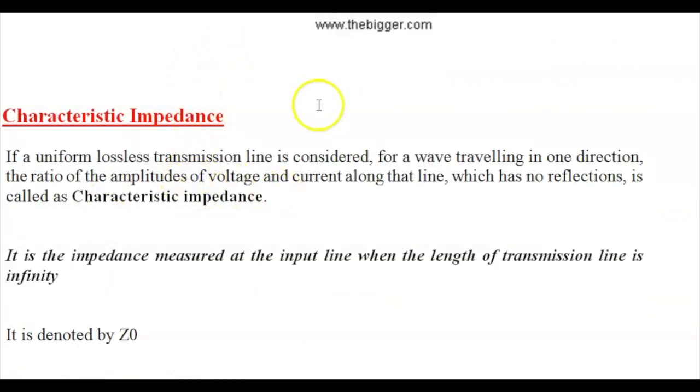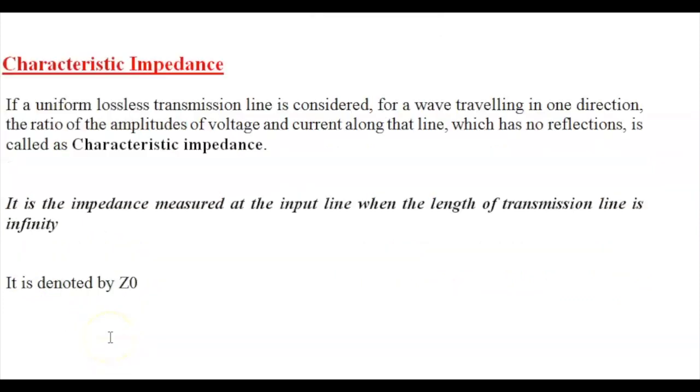And from this we can calculate the characteristic impedance of the transmission line. That is, if a uniform lossless transmission line is considered for a wave traveling in one direction, the ratio of the amplitudes of voltage and current along that line which has no reflections is called the characteristic impedance. That is, it is the impedance measured at the input of the line when the length of the transmission line is infinity, and that is denoted by Z0.